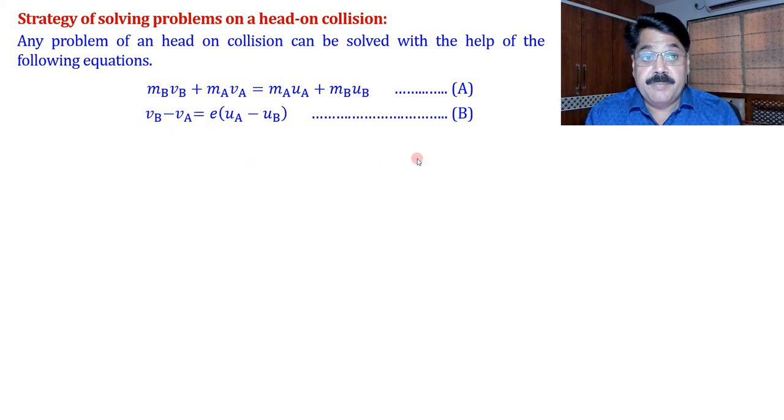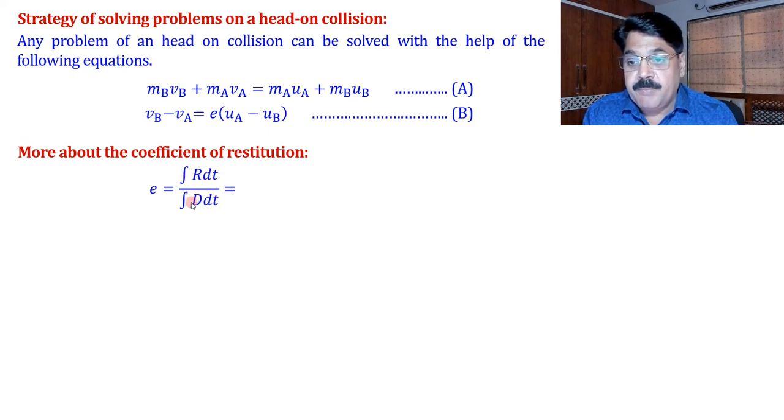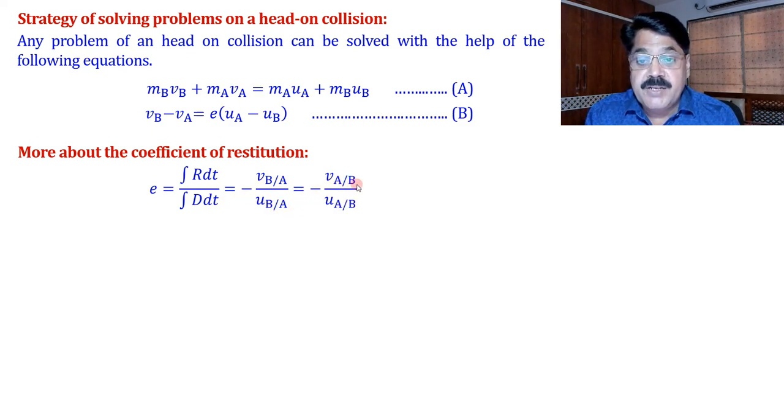But in some problems, detailed analysis or detailed knowledge of the coefficient of restitution is required. So we discuss something more about the coefficient of restitution. We first write the formula for E, which we have derived. That is integral of R dt upon integral of D dt, the impulses, that is minus VB with respect to A upon UB with respect to A, or minus VA with respect to B upon UA with respect to B.